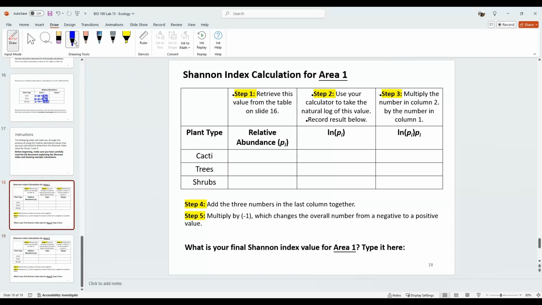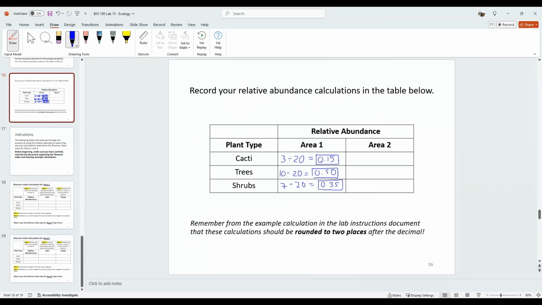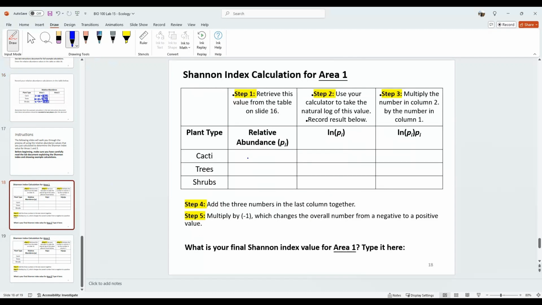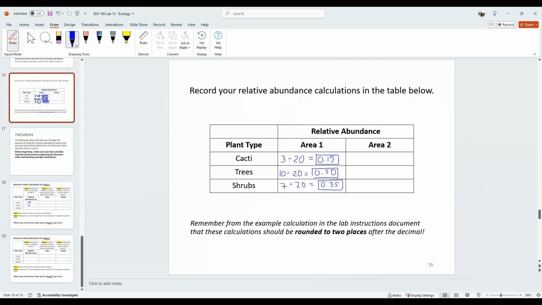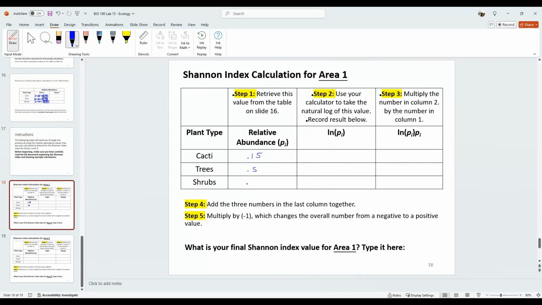So for area 1, if we look back at slide 16, the relative abundance of cactus, trees, and shrubs. For cactus, it was 0.15. We're going to put that right here. For trees, it was 0.5. And then for shrubs, it was 0.35.